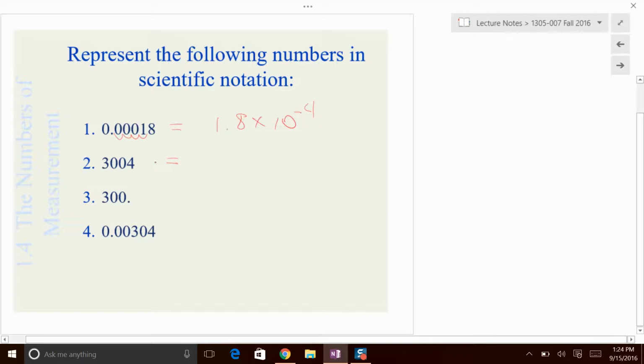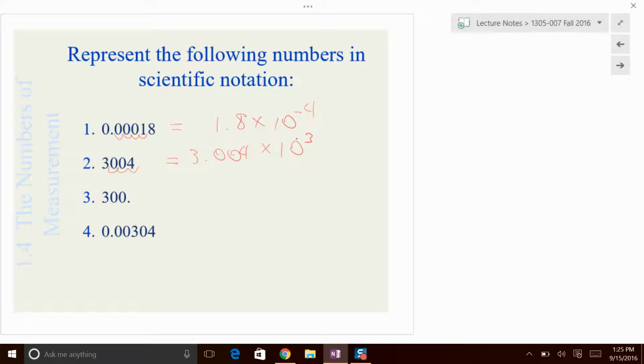Yep, thank you. 3.004 times 10, 1, 2, 3, times 10 to the third. Why did I put 3.004? Why don't I just say 3.0 or just 3? Because they're all significant. All of those digits are significant. I have to include all of them. Okay? So it seems kind of like a waste to write that in scientific notation. Yeah, it is. But if you're going to, you have to include all the digits. Okay?